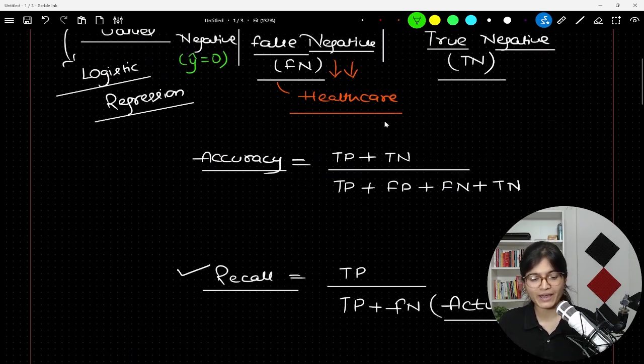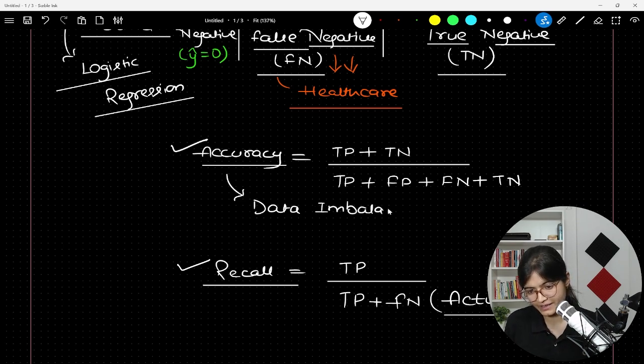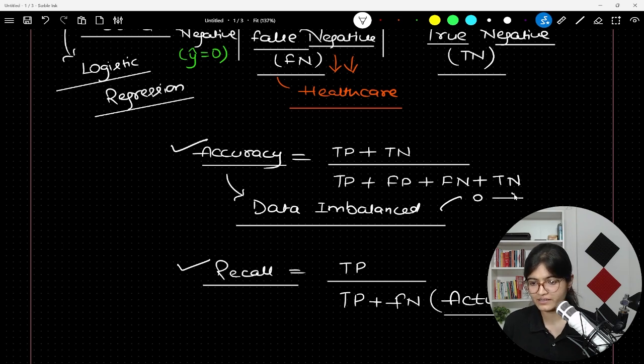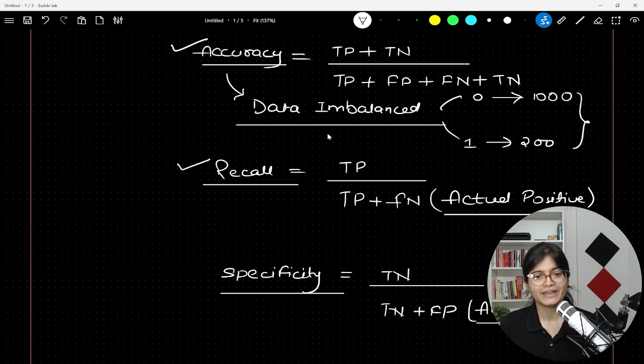Now, as I told you, accuracy is a reliable thing which you usually evaluate. There are a few instances, for example, when our data is imbalanced. What is the meaning of that? The simple meaning is, let's say for the 0 class, I'm giving you one simple example, the people who are not diabetic, let's say we have 1,000 records. But the people who are diabetic, let's say we just have 200 records. This is the meaning of data imbalance. In that case, definitely accuracy is not a good metric, but in other cases, accuracy is a better way.